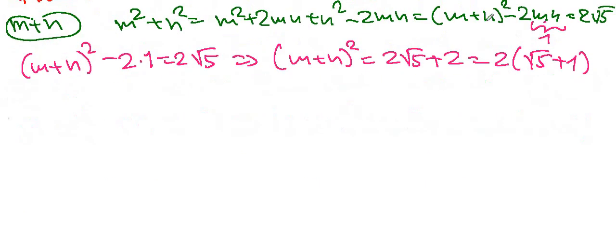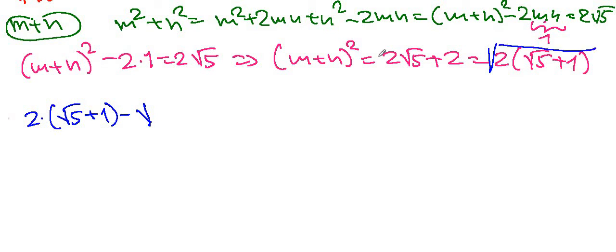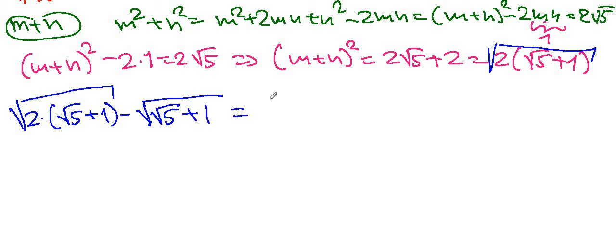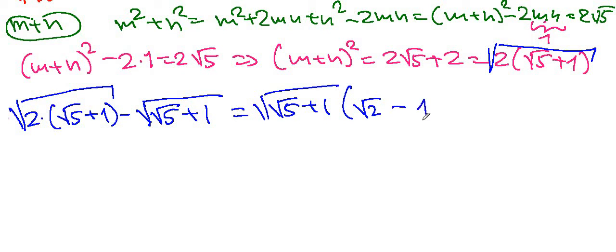So our denominator, if you finalize, then we will get the square root of 2 times square root of 5 plus 1, minus the square root of 5 plus 1. If you factor out the square root of 5 plus 1, then you will get the square root of 2 minus 1. So our denominator is this.